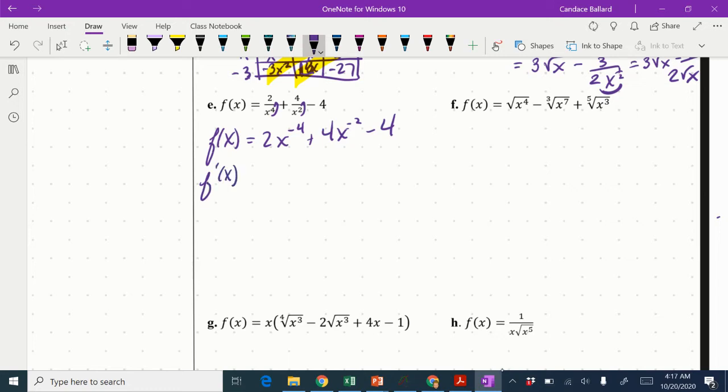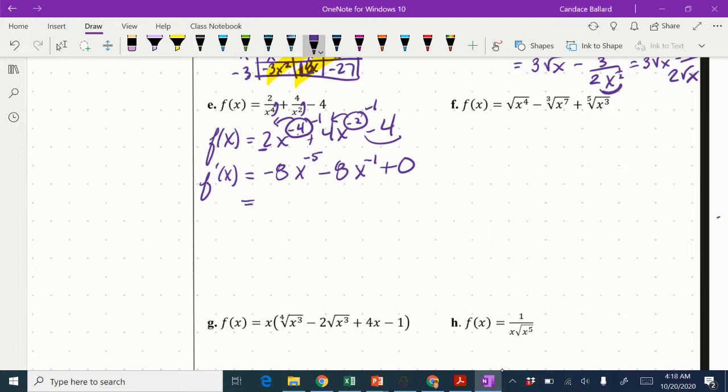So f prime of x equals, I'm going to take this negative exponent and move it in the front. So I'd have 2 times negative 4, which is negative 8. I'm going to subtract 1. I get x to the negative 5. And then I've got negative 2 times 4, which is negative 8 again. I'm going to erase my plus sign. Negative 8. I'm going to subtract 1. I get x to the negative 1. And then the derivative of the constant is 0.